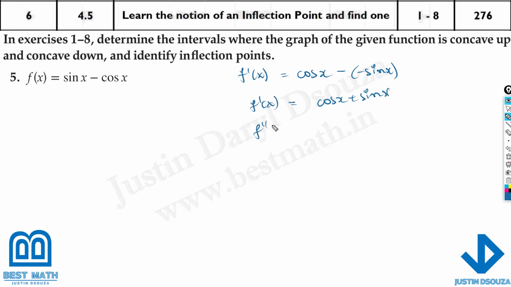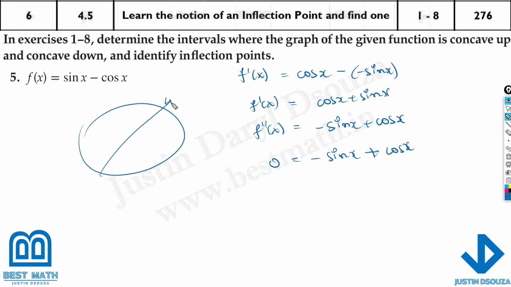I'm going to do the second derivative here. The second derivative is going to be cosine becomes minus sine x plus cosine x. Now let's make this equal to 0. Minus sine x plus cosine x. Even if you take this to the other side, I can understand sine must be equal to cosine. That's around 45 degrees, or if this is the unit circle, 45 degrees or 225 degrees. That must be the answer.